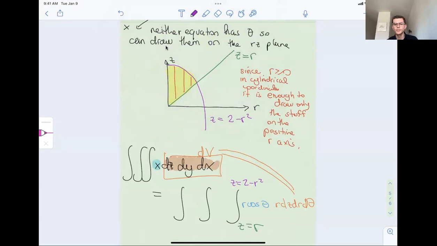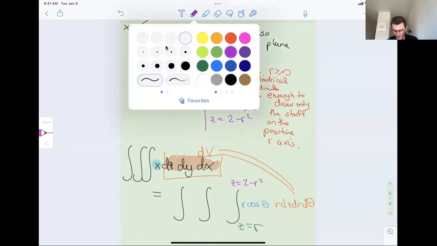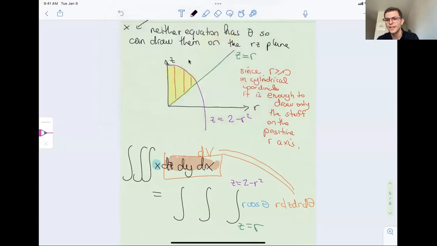And then what values for r should we use? Psychologically, you should think of this as doing a double integral, like for dy dx. It's just that you're using new names for the variables. The bounds for r go from 0 to the intersection, so we have to figure out what this intersection is. It's where the z values are the same. So you need r to equal 2 minus r squared, or 2r squared to be 2. That happens when r squared equals 1, so r equals 1.